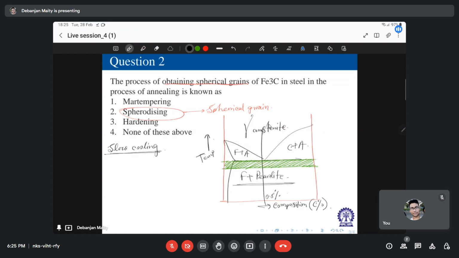So how are you doing slow cooling? Of course, you are using a furnace. There is no use of external arrangements like air or water or an oil bath or anything like that. So here you are doing furnace cooling. That's why this is slow. You leave it in the furnace and let it cool. Right, now this annealing treatment is adopted to spheroidize the carbides of lamellar pearlite or secondary cementite.